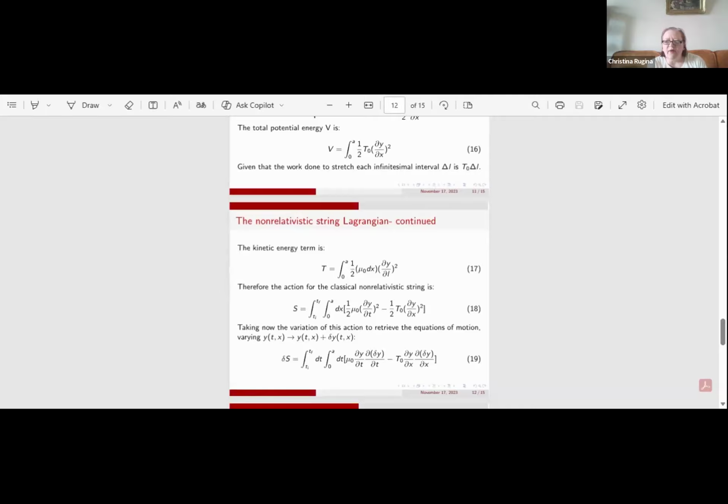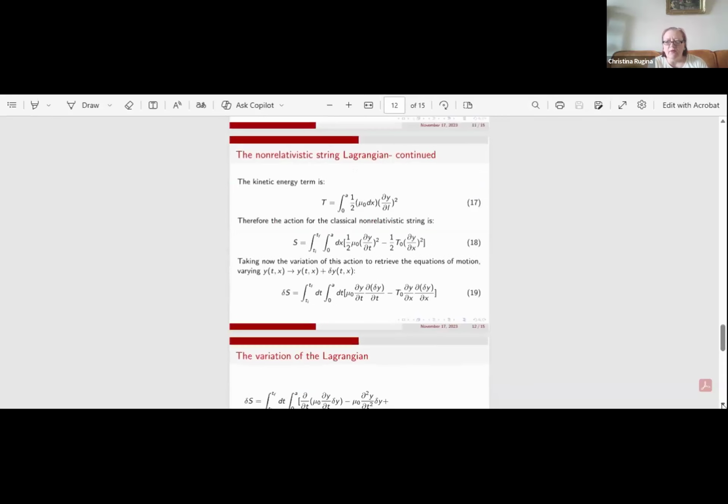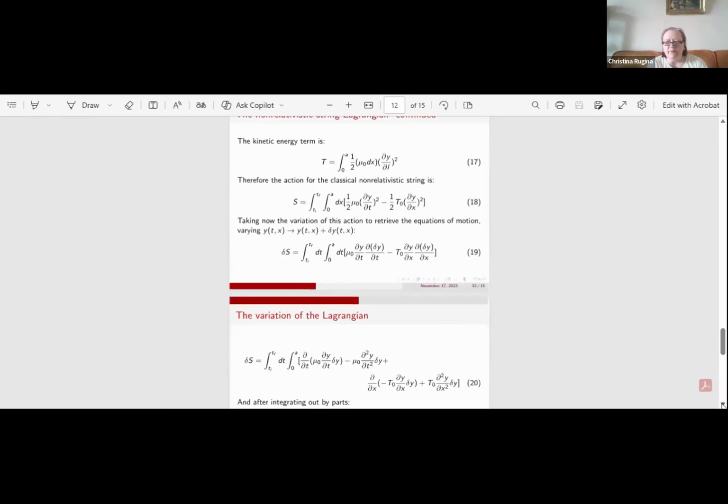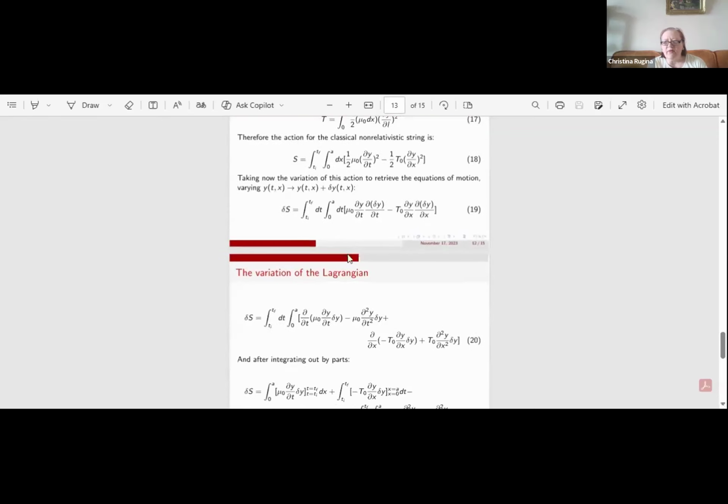And now you have to take a variation of the action. This is something you learn in first year or second year, perhaps first year college class in classical mechanics, in analytical mechanics, how to get the equations of motion. So you learn these things in that course. If you're not familiar, again, Wikipedia. So you take the variation of this equation.